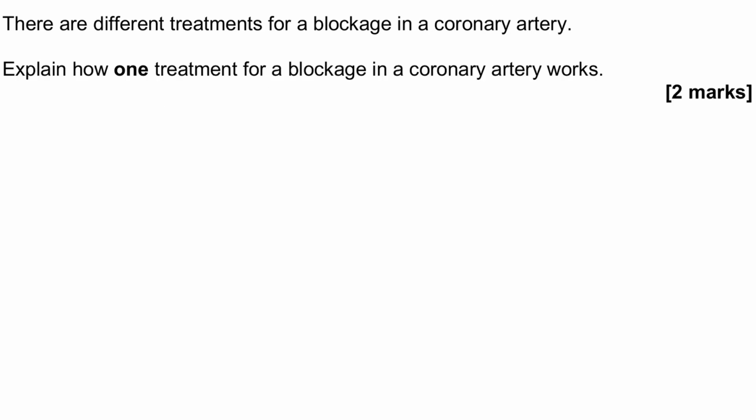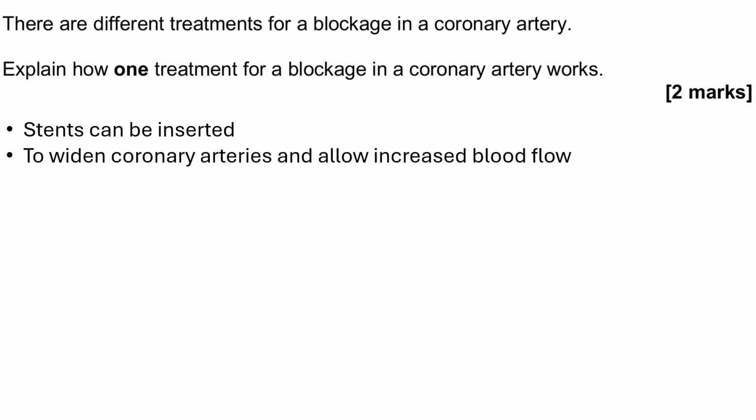For the next question, we've got a 2-marker asking us to explain how one treatment for a blockage in a coronary artery works. For the 2 marks, simply name one treatment. So I'm going to say stents are inserted. Then, explain what this leads to in regard to treating a blocked coronary artery. So, I put that this widens the coronary artery, so more blood can pass through.